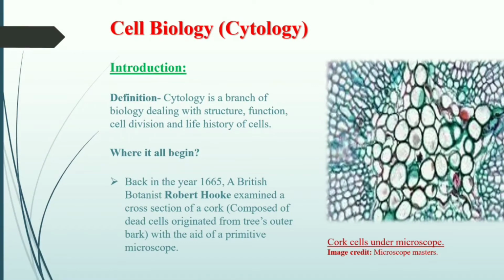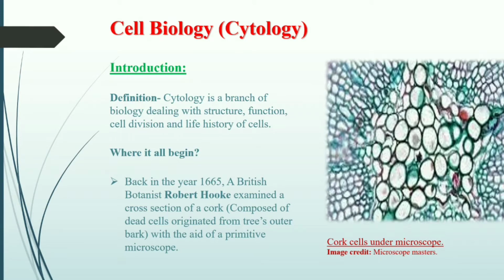Speaking about cell biology, when we refer to the words individually, that is cell and biology, biology is a branch of science that deals with living organisms. So basically, cell biology or cytology is a branch of biology at cellular level. In order to know more about it, we should know some important factors, like where it all began.